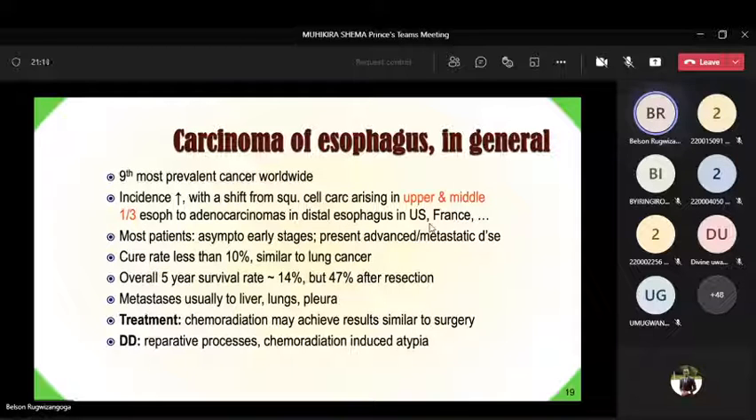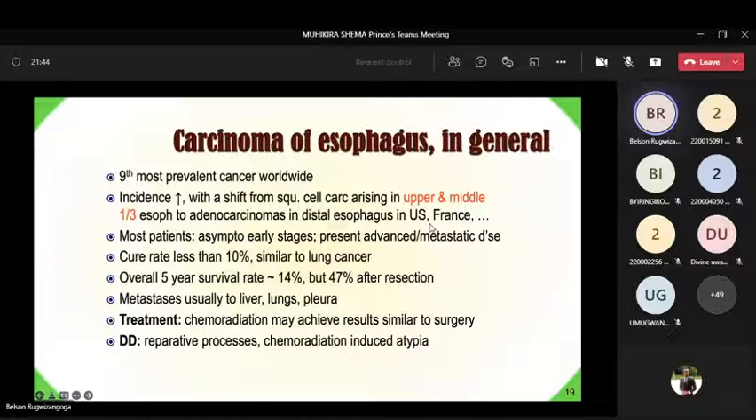So the treatment is usually chemoradiation, which may achieve similar results to surgery, meaning that if chemoradiation, it means you give at the same time chemotherapy, drugs, and the radiotherapy at the same time. And it is assumed that the results are almost similar to those of surgery, but you see that those who undergo surgery, resection of the whole mass, they have a better survival in general.